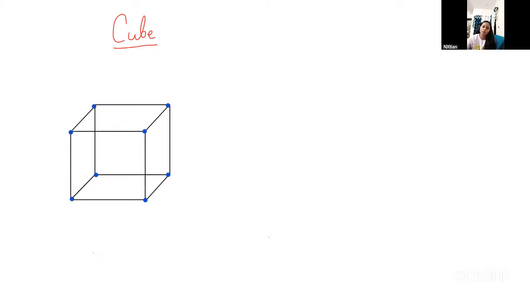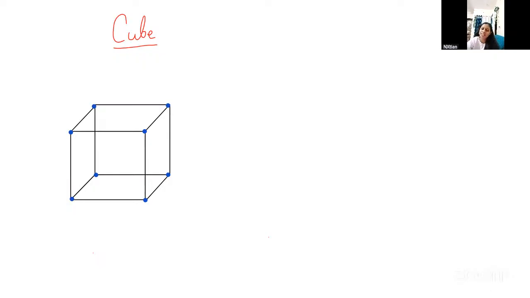What is special about a cube? Now, like the cuboid, the cube also has a length, a breadth, and a height. The special thing about a cube is that all three are the same. Same height, same length, same width.